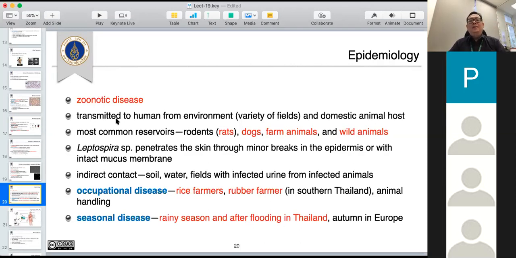Bacteria can infect humans through domestic animals or livestock. Also, the most common reservoir, the first identified that we know, is the rat. That's why we call it โรคฉี่หนู. Okay, dogs also cause problems. Leptospira in dogs can cause asymptomatic or very mild infection, chronic for a long time. Farm animals like cows or pigs also get infected with Leptospira, and also wild animals.